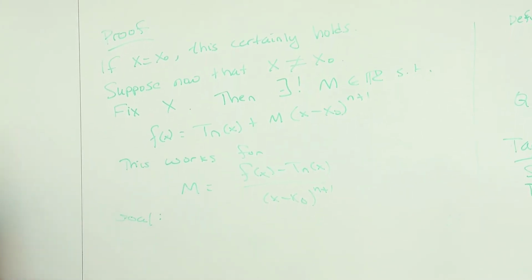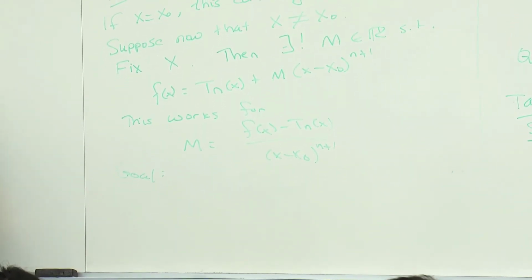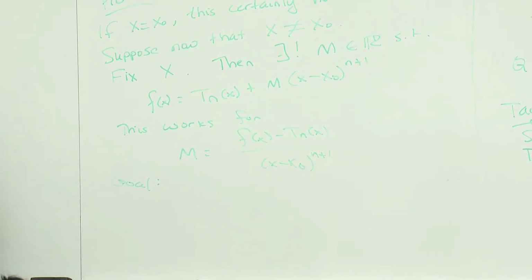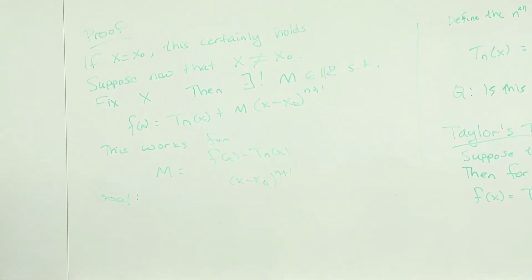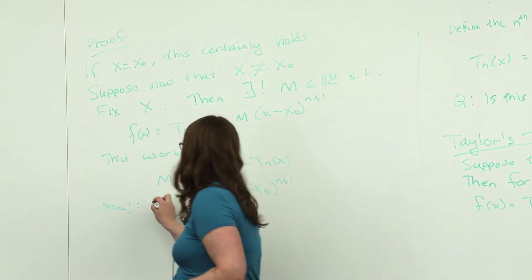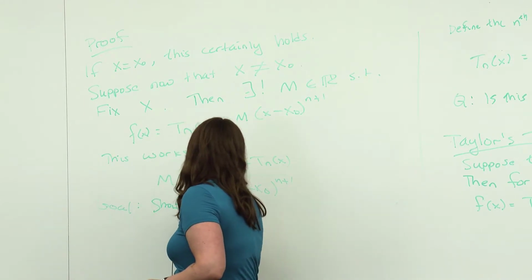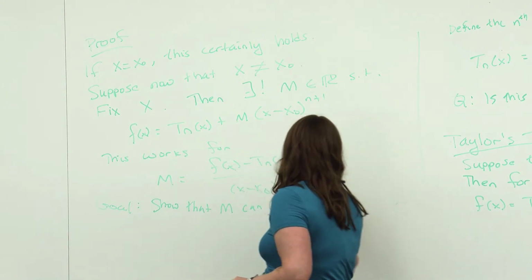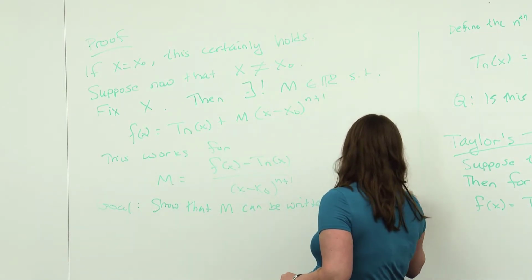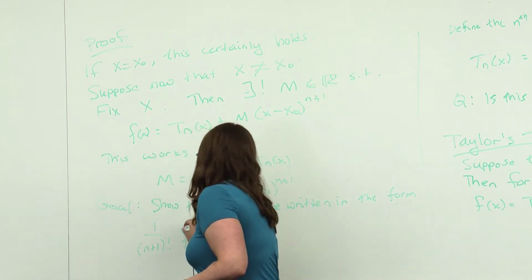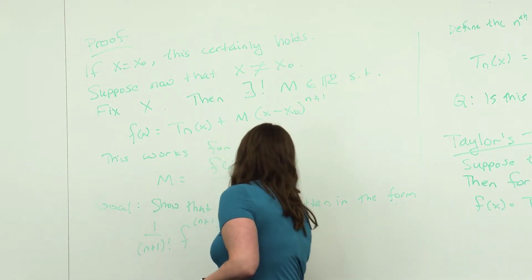Yes? It's not the form of derivative or? It's not yet. We're going to try to show that it can be written in the form of a derivative. But I can't assume that it can be written in the form of a derivative. So this is actually exactly what I'm going to write. This is our goal. We show that m can be written in the form 1 over n plus 1 factorial times f^(n+1) of c for some value of c.